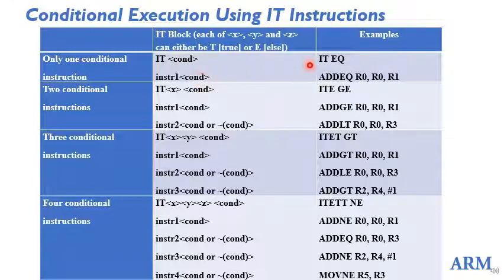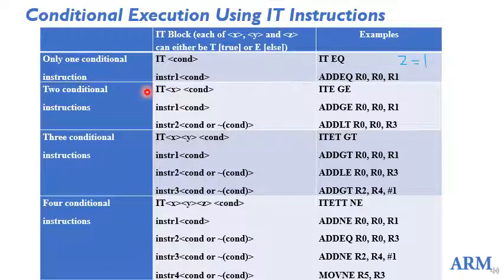An example for this will be IT EQ, that is you will be checking for equality for some comparison which you have done in the previous statement. In that case, if it is equal, that is if the Z flag is set, this instruction will be executed. So ADD EQ means add if the Z flag is set, R0 equal to R0 plus R1.